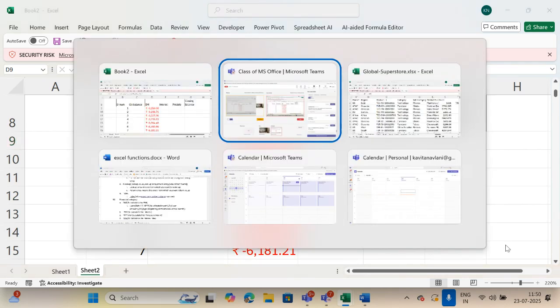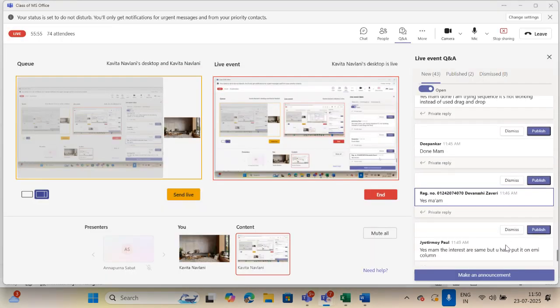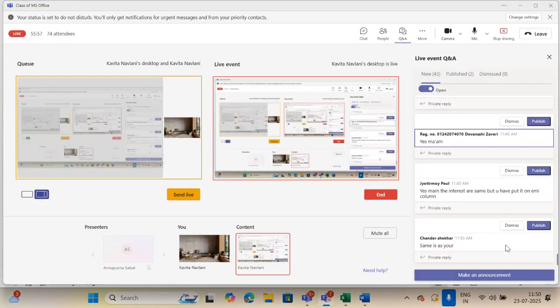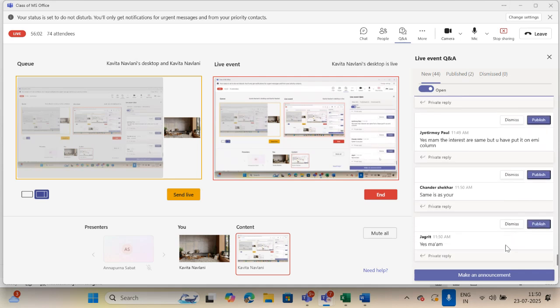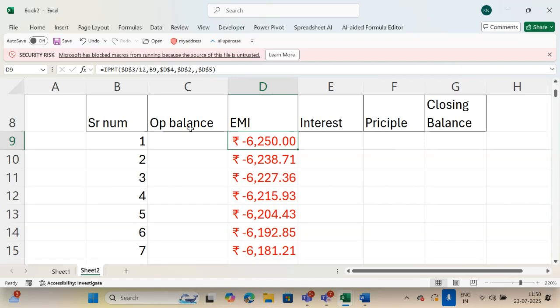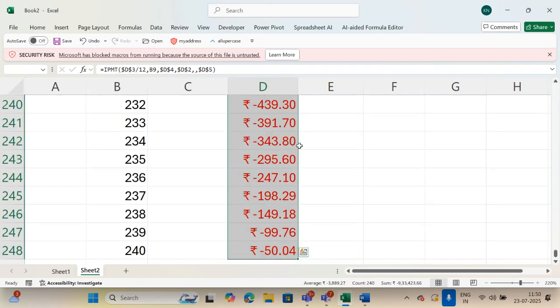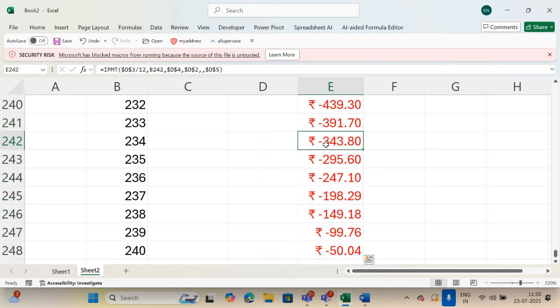Is it? Yes, ma'am, interest are same, but you have put it on EMI column. Same as you. Okay. Very good. Okay.